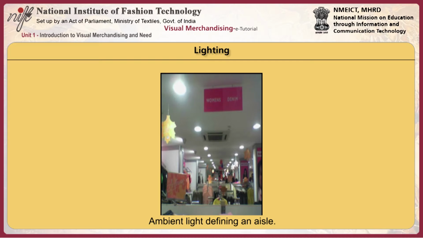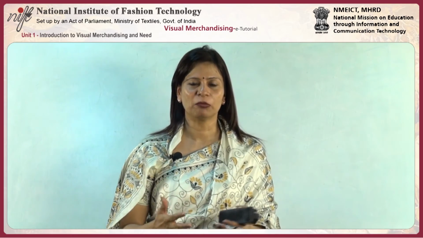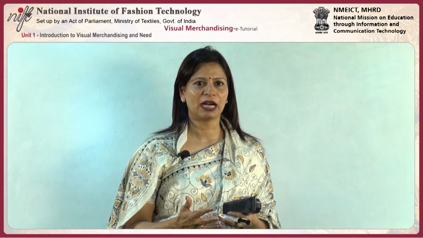This image shows ambient light, usually used to define the aisles. When you walk into a store, you would have seen lights on the aisle or the pathway in which you walk. That is called ambient light. So put together, ambient lighting and accent lighting form the highlight of a store. And we shall move on to the next part.